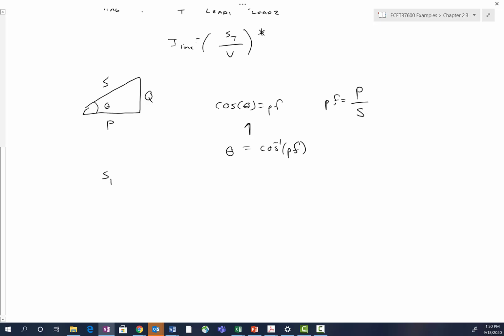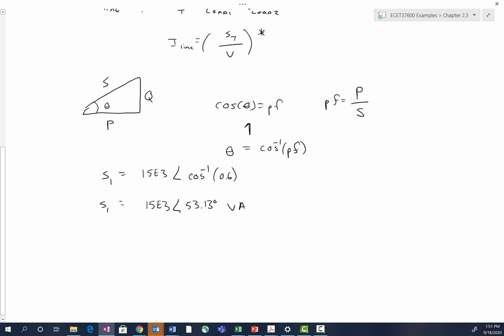So I'm just going to call S load 1 just S1, and we were told that it was a magnitude of 15 e to the third, and then to get the angle it is just the arc cosine of the power factor, which in this case was 0.6. So S1 from that calculation is 15 e to the third at an angle of 53.13 degrees, and that's apparent power, so it's measured in units of volt amps.